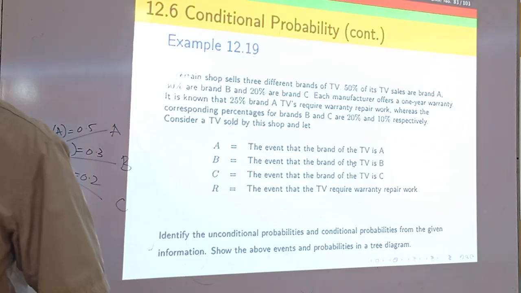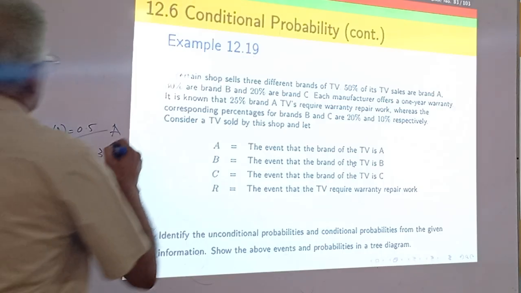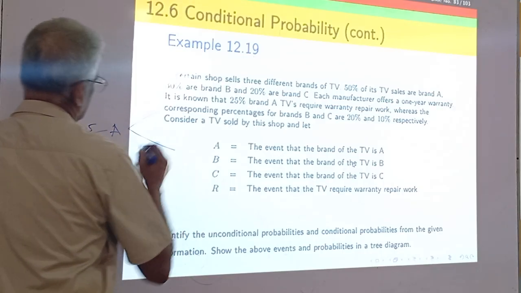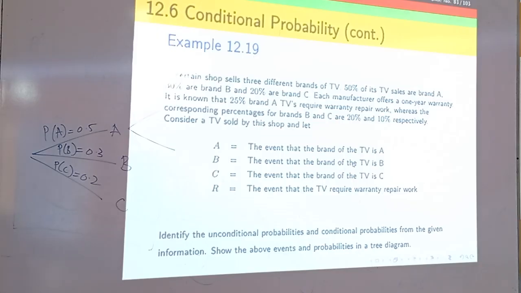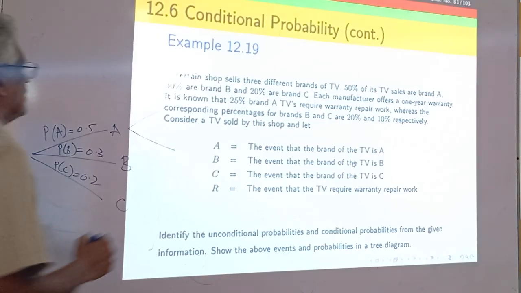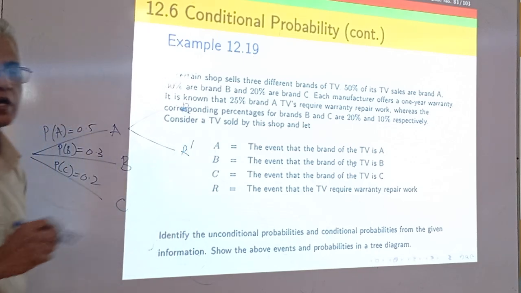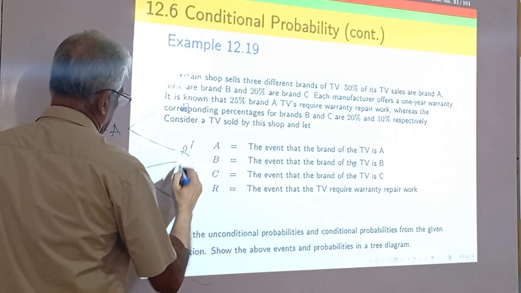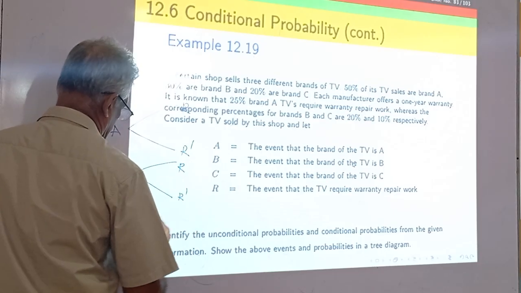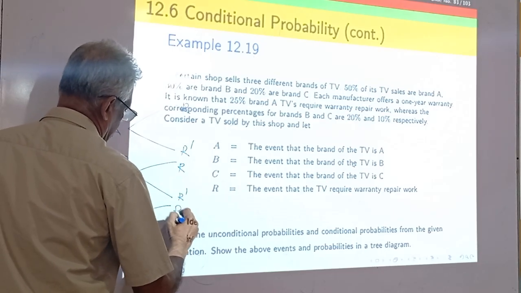Right. And then any brand A TV may require warranty work or may not require warranty work. So you can just say R or R dash, R or R complement will happen. Here also R or R complement will happen. For C, R or R complement will happen.